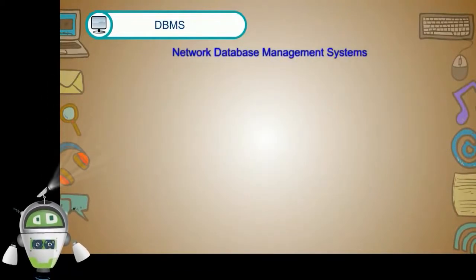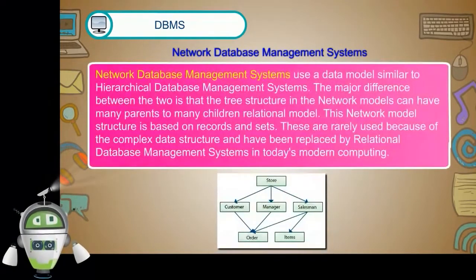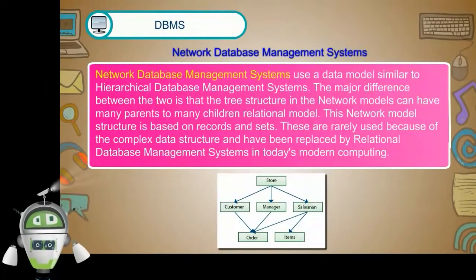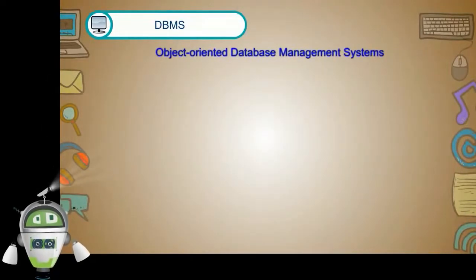Network database management systems. Network database management systems use a data model similar to hierarchical database management systems. The major difference between the two is that the tree structure in the network models can have many parents to many children. This network model structure is based on records and sets. These are rarely used because of the complex data structure and have been replaced by relational database management systems in today's modern computing.